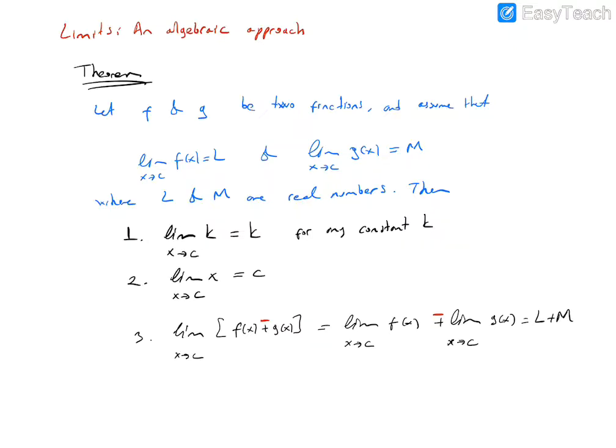And the fourth one, scalar product. Limit of the function k times f of x as x approaches c equals k times the limit of function f of x as x approaches c. Since the limit is L, this is k times L. Here, k is any constant.